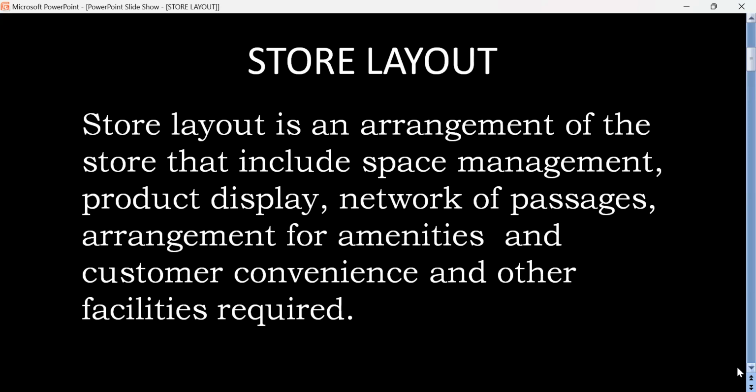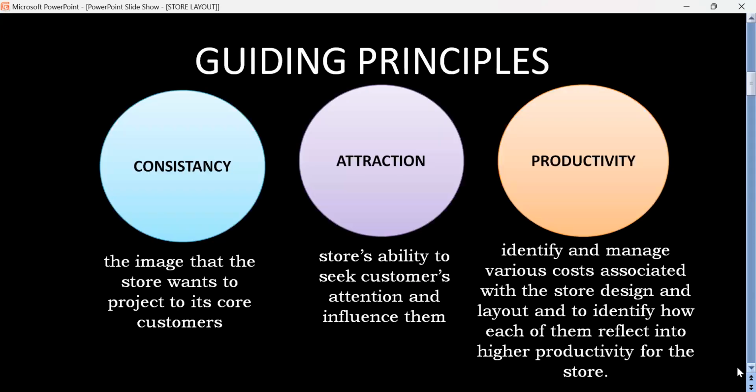Whenever you are planning a store layout, there are a few guiding principles. The first thing is it should be consistent. If you are opening a franchise store or store branches, whenever you are planning to open a new branch, it should be consistent with the last store you had. Consistency means the image you want to portray, the image you want to project to your customer, the store image that your customer will have whenever they visit your store. So your store design should be consistent.